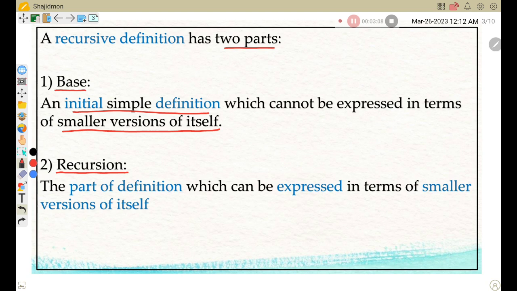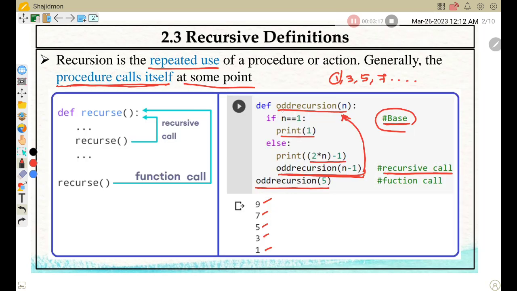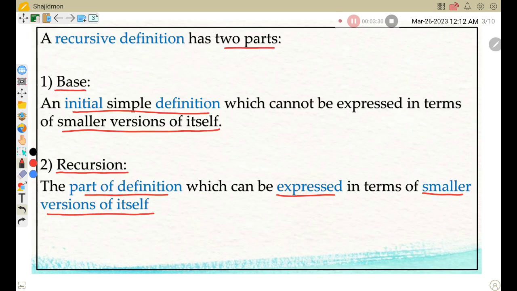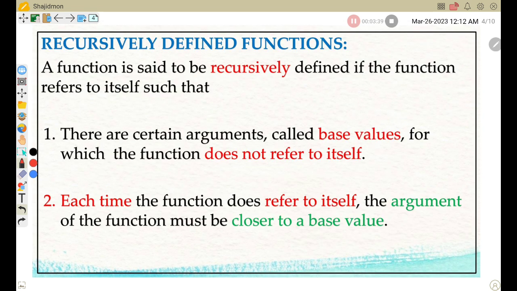Now after that, the recursive step, recursion, means the part of the definition which can be expressed in terms of a smaller version of itself. For example, here we started with odd recursion n. After that, in between, it is calling its smaller version, odd recursion n minus 1, correct? So that is the recursive call. So a recursive definition has these two parts, one is the base call and the second one is the recursive call.